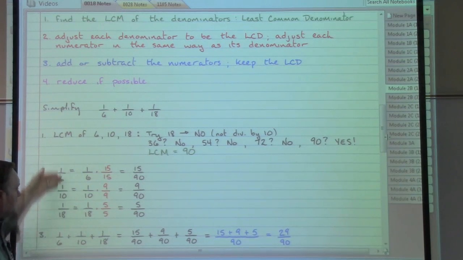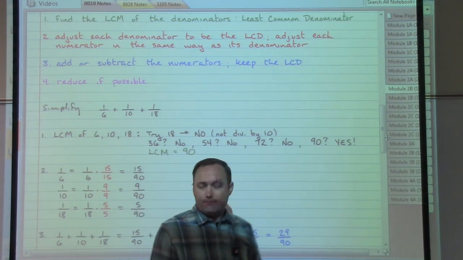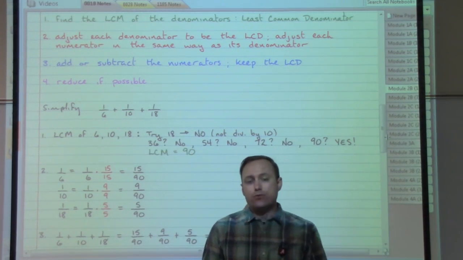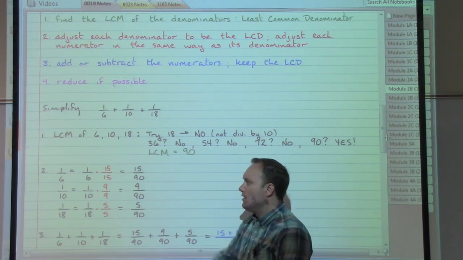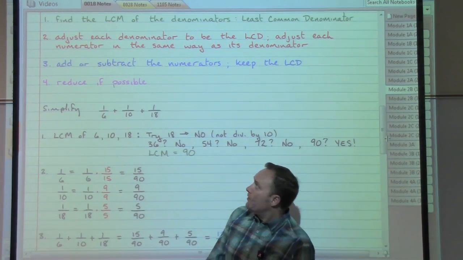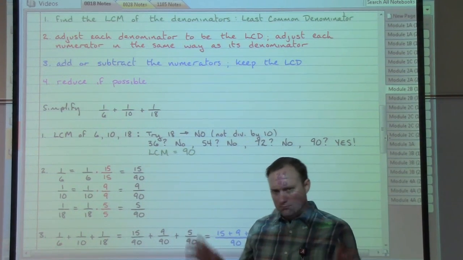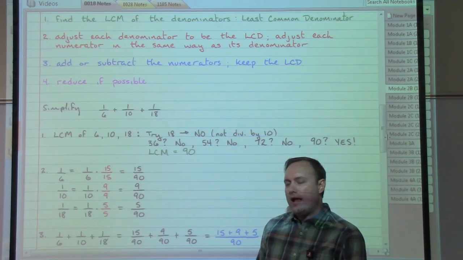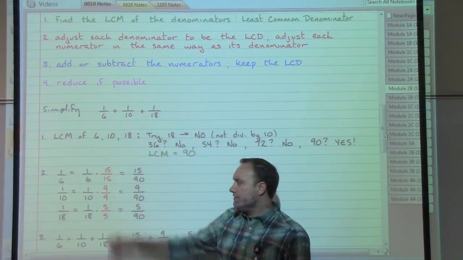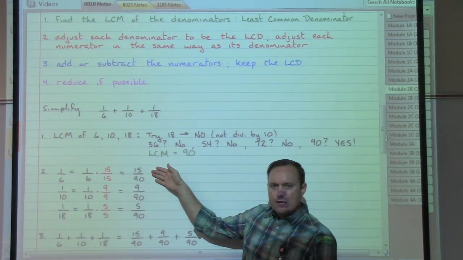So I want to take each of these 3 fractions and I want to change them so that they will have a 90 on the bottom. I have a 6, I need a 90. 6 goes into 90 15 times. So on the bottom, I need a times by 15. According to my step up there in red, whatever adjustment I make to the bottom, times by 15, I'm going to have to do that up on top as well. So up on top, times by 15. Gets me a new fraction with a 90 on the bottom.